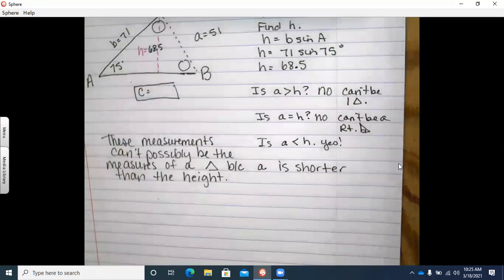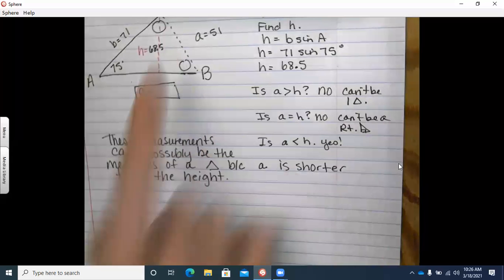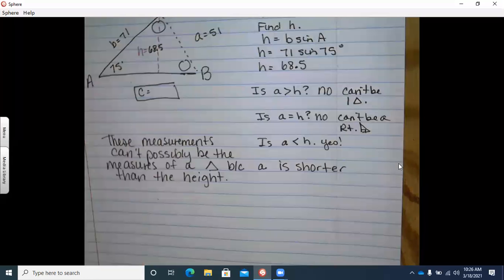Example 2 was not a triangle, right? Because side A was shorter than our height, and so that cannot be a triangle. Sometimes kids don't actually check to see if it's a triangle first, or if it's a right triangle, or if it's two triangles or whatever.